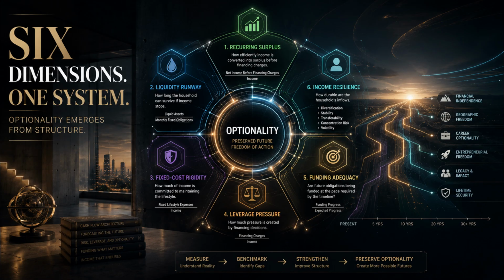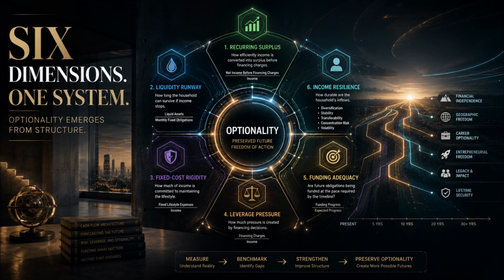Dimension 4, leverage pressure. Leverage pressure measures the burden imposed by financing decisions. The formula is financing charges divided by income. Recall that the financing charges include interest expenses and rent if rent is the situation. Debt creates obligations. Obligations reduce flexibility.